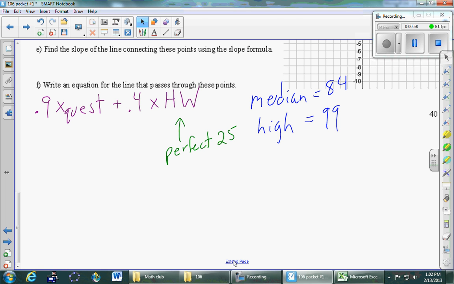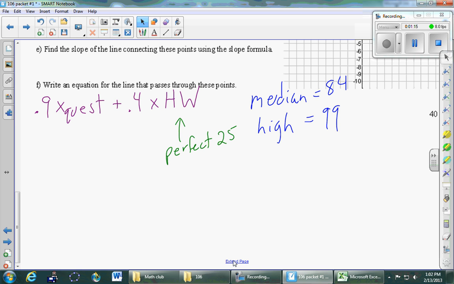Okay, so the high grade was a 99. There's one person that got a 99, one person got a 98, and one person got a 97. So there were several people way up there, almost perfect. The median grade is probably more information for you. It's an 84. What does the median mean?